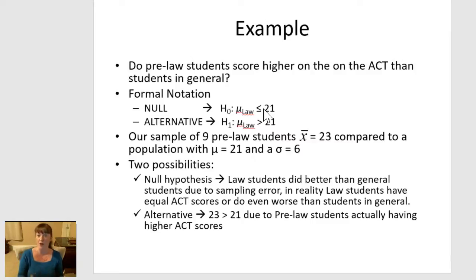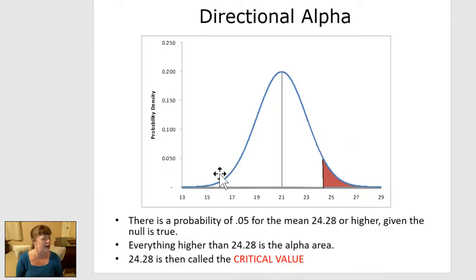And that becomes my alternative research hypothesis, that these 9 pre-law students are in fact higher because of something meaningfully different about them. And so in order to address these two possibilities, I'm going to create my sampling distribution of the mean where I assume the null is true. I create a null hypothesis sampling distribution of the mean. And here is me doing just that. So here I have it, right? I've calculated standard error.